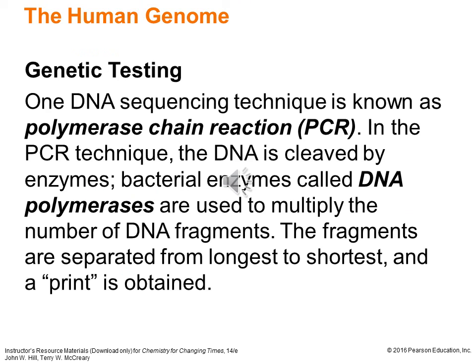Okay, so one of the ways that humans have gotten involved with the genetic code is by genetic testing. So one DNA sequencing technique that we use is a polymerase chain reaction known as PCR. So in this technique, the DNA is cleaved by enzymes. Bacterial enzymes called DNA polymerases are used to multiply the number of DNA fragments. So we're just making more and more copies. If we had a very small amount to begin with, let's say in a forensic type setting where you have a limited amount of DNA at a crime scene, you can use PCR to multiply that.